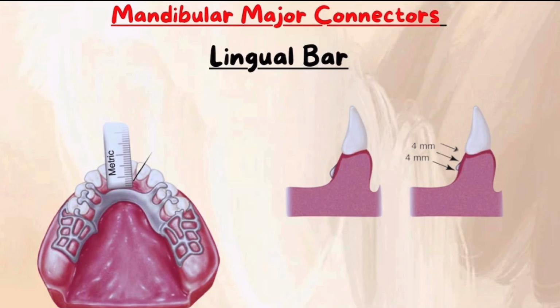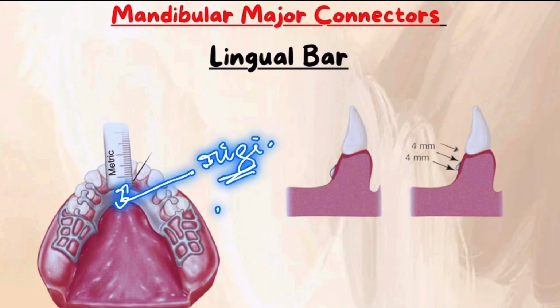The lingual bar is positioned at least 4 mm inferior to the gingival margin. This is a cross-sectional view. The distance between the gingival margin and the superior border of the lingual bar should be 4 mm. The vertical height of a finished lingual bar should also be 4 mm. This height is necessary to maintain rigidity and ensure adequate strength.